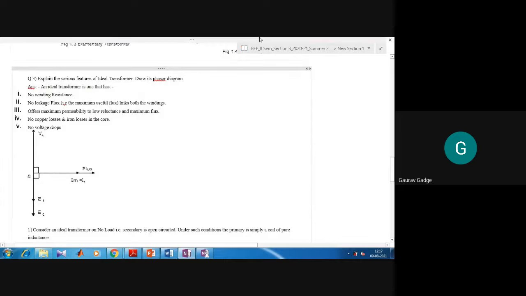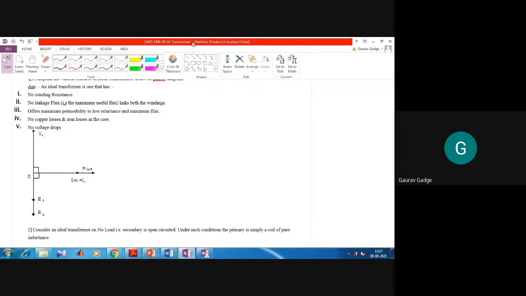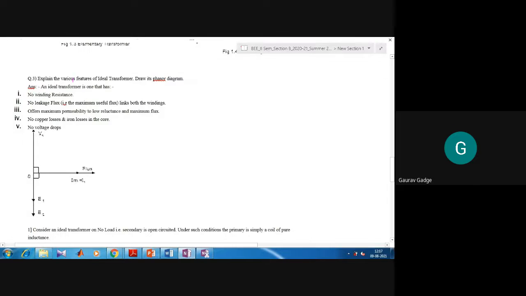Now third question. अब यहाँ पर please listen to this question very carefully. The theoretical part is there. Explain the various features of ideal transformer and draw its phasor diagram. Okay. Now, ideal transformer means no winding resistance. And if there is no winding resistance, it means there is no leakage flux. There is no power loss. Okay. Now, if there is no winding resistance, there is no copper loss.